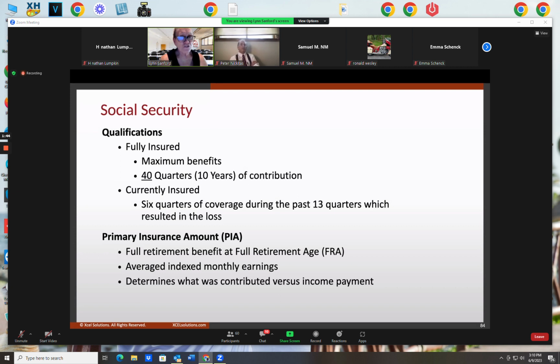Primary insurance amount is your full retirement benefit at your full retirement age. PIA, you know what PIA stands for? It's your full retirement benefit at your full retirement age, known as primary insurance amount. It's based on average indexed monthly earnings, and it determines what is contributed versus the income payment being paid out.